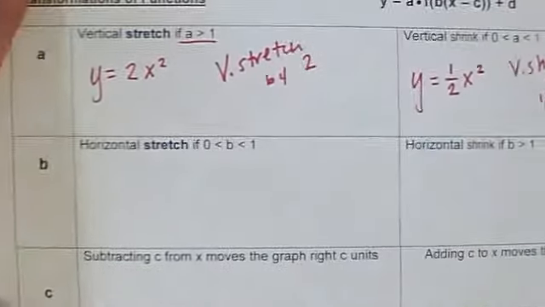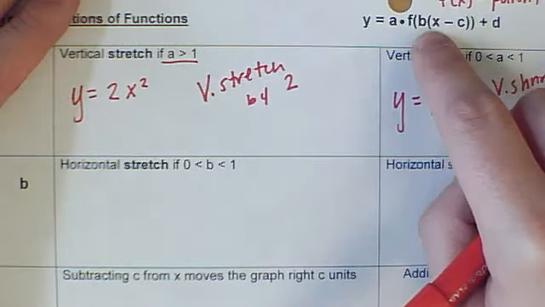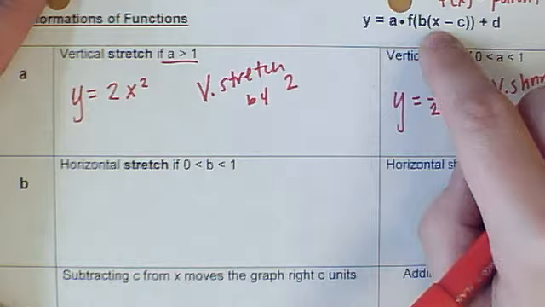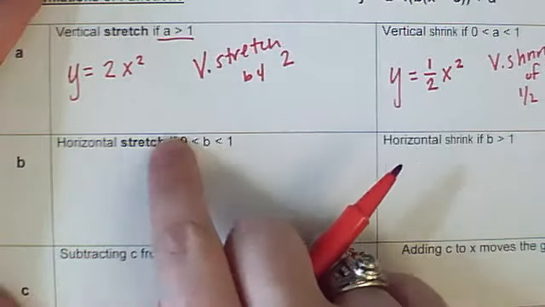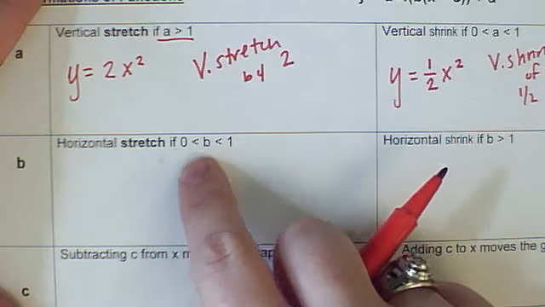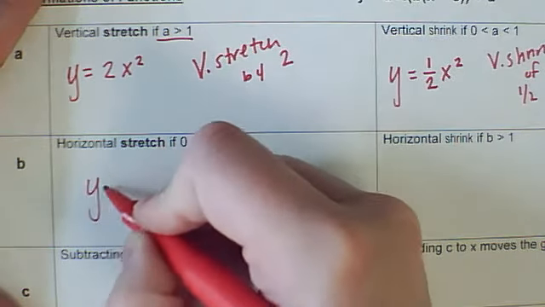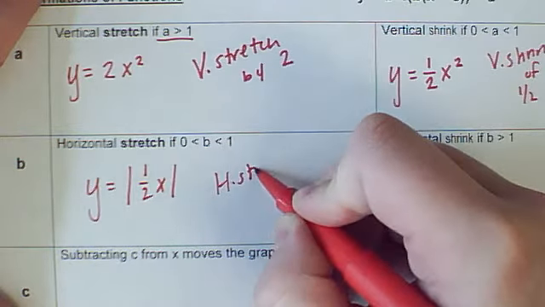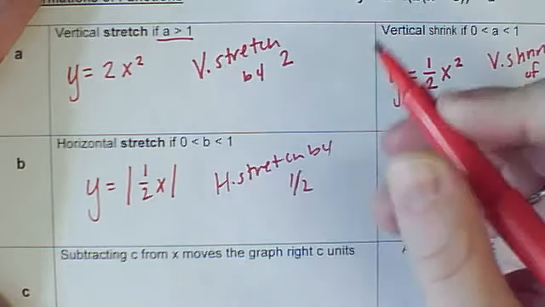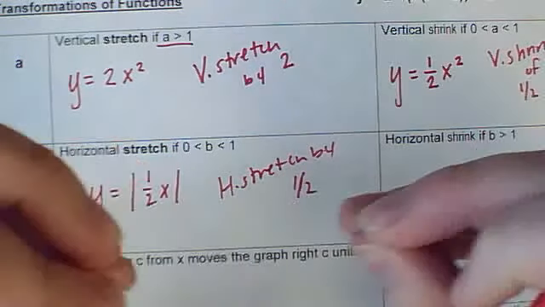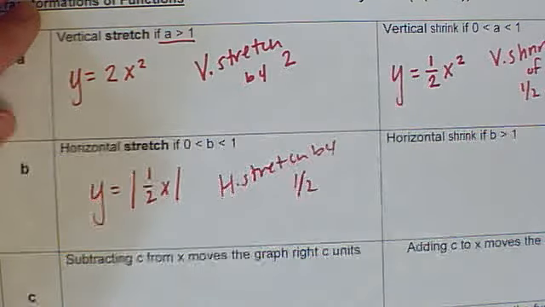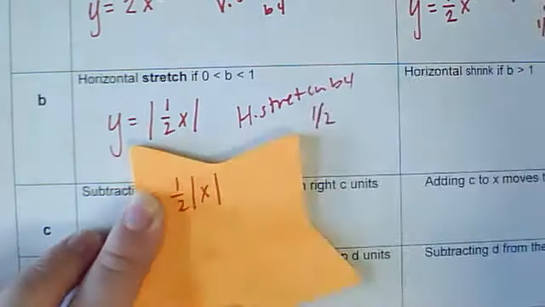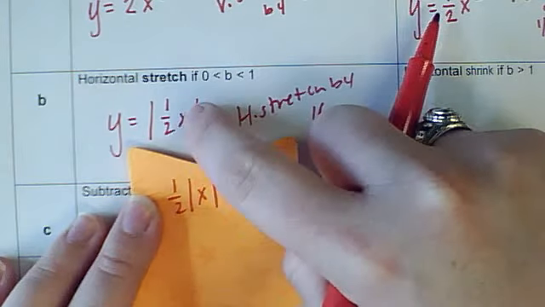So if we move on to the b, now this is talking about multiplying the inside of your function, so actually the x by itself. Then it's going to be a horizontal stretch or shrink. So if we look, the stretch is if b is in between 0 and 1, so again if it's a fraction. So if I have y equals the absolute value of 1/2 x, that's going to be a horizontal stretch by 2. So it's taking it horizontally and stretching it this way, so it's making it flatter. So your difference between the vertical and horizontal is inside versus outside.